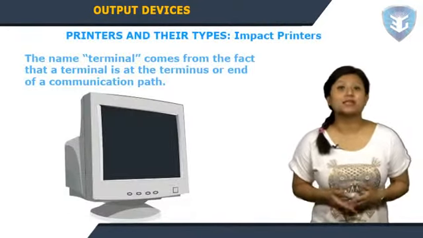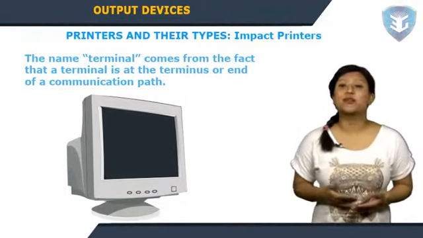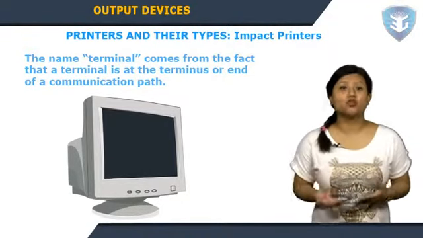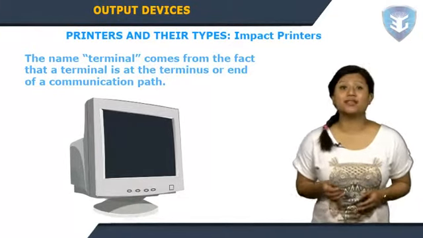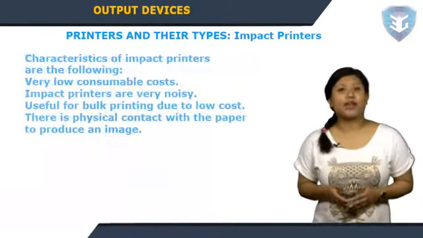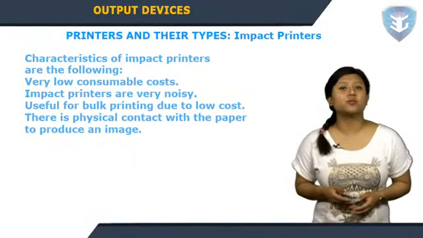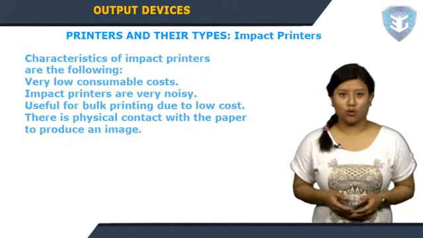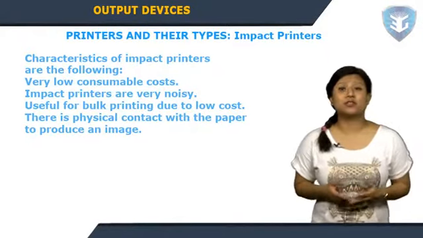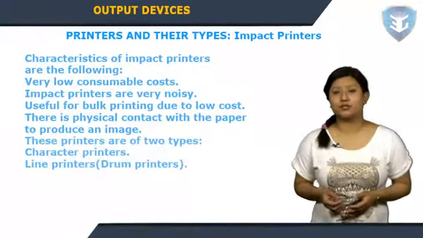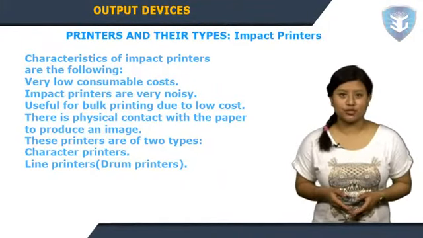Let's study the printers and their types. Impact printers. The printers that print the characters by striking against the ribbon and onto the paper to print the text are called impact printers. This mechanism is known as the electromechanical mechanism. The characteristics of impact printers are the following. Very low consumable cost. Impact printers are very noisy. They are useful for bulk printing due to low cost. There is physical contact with the paper to produce an image. These printers are of two types: character printers and line printers or drum printers.